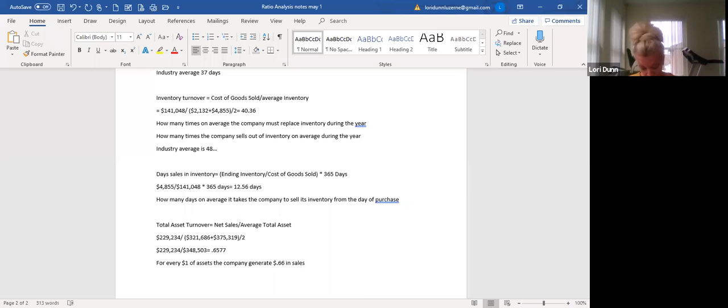Now, Google, their asset turnover is 0.61. Samsung, 0.85. So it looks like we're in the ballpark with our competitors. How will we use our assets to generate sales? So for every dollar of assets, the company generates 66 cents in sales. Are there any questions on that?